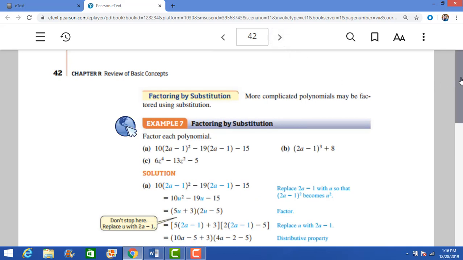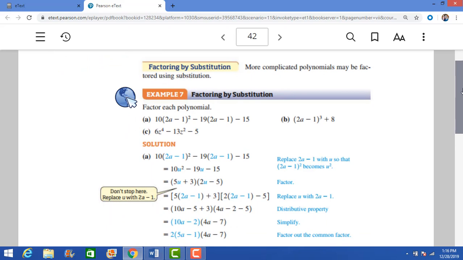Okay, now, factor by substitution. This one tends to give students trouble. But all we are doing is substituting in to make the expression, the polynomial, look simpler. Then we're going to deal with the simpler polynomial. And once we factor the simpler polynomial, we're going to back substitute what we substituted for back to the original variable. Okay, so we look at this polynomial here, and we see that we have this common term here, but this is squared and this is not.